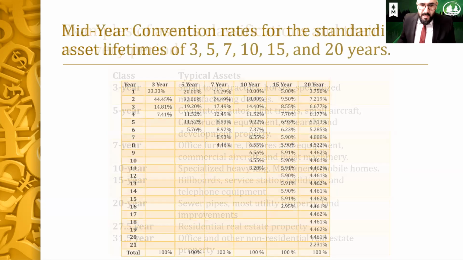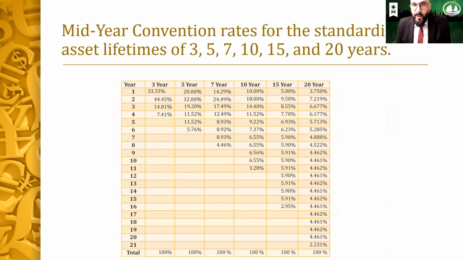Now in this slide, you will see the depreciation rates for assets with 3 years, 5 years, 7 years, 10 years, 15 years, and 20 years. Let's take the first column, the 3-year asset. The depreciation rate in the first year would be 33%, the second year 44%, the third year 14%, and the fourth year 7.41%. As I mentioned earlier, there are 4 rates here because we're using the mid-year convention depreciation rate.